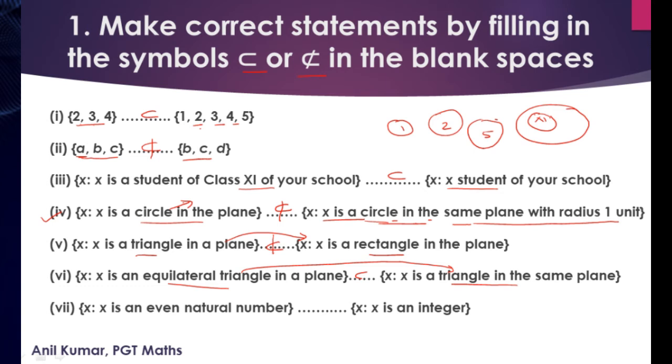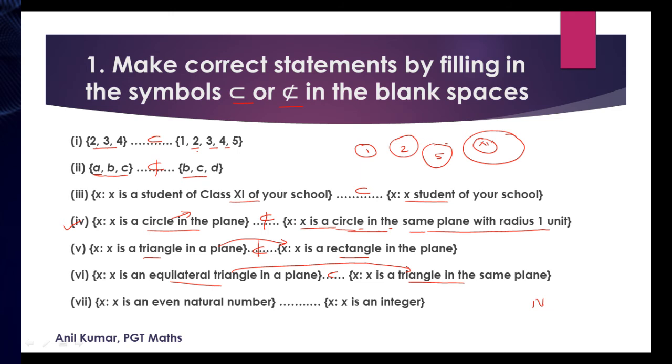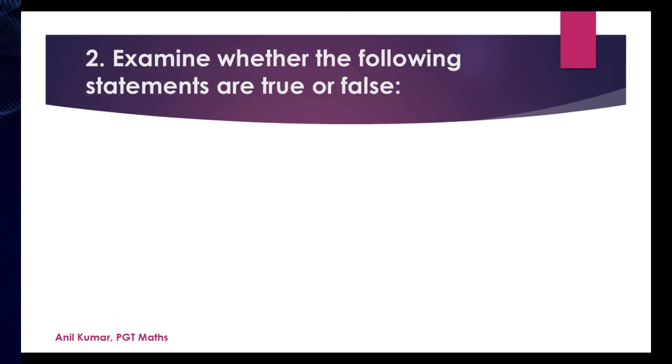X is an even natural number, X is an integer. See, natural numbers are part of integers. These are the natural numbers. So integers are the bigger part. And out of natural numbers, even natural numbers, yes, it is a subset. All the even natural numbers are integers. So we can say that yes, it is a subset.